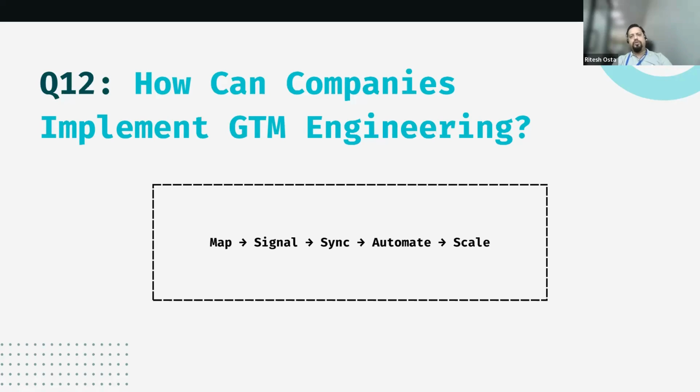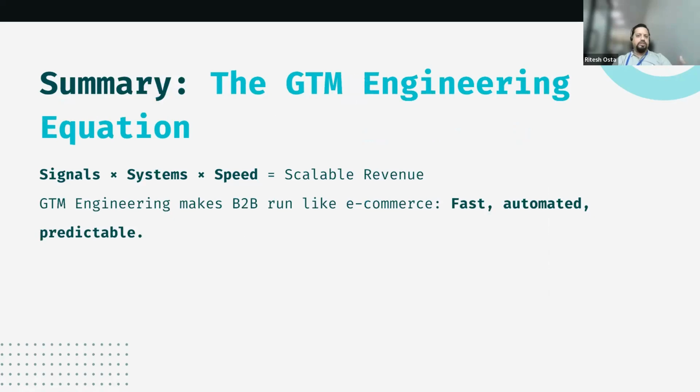Obviously, there are different thought processes going on in the market. Please write down in the comment section if you agree or disagree on that, right? I think we are also learning, this is a very new function, and we as a team also are learning every single day. So this is the GTM engineering equation: signal, system, and speed, right?